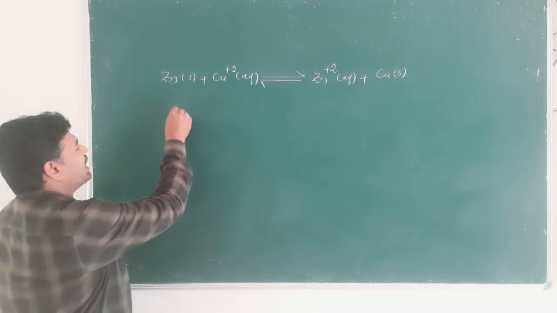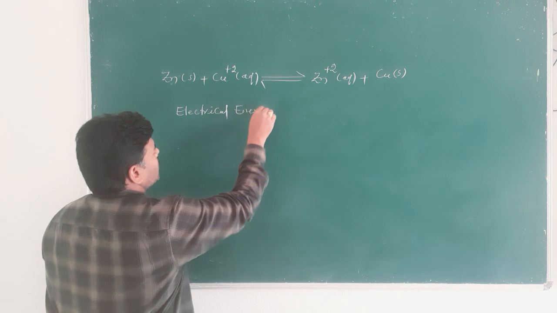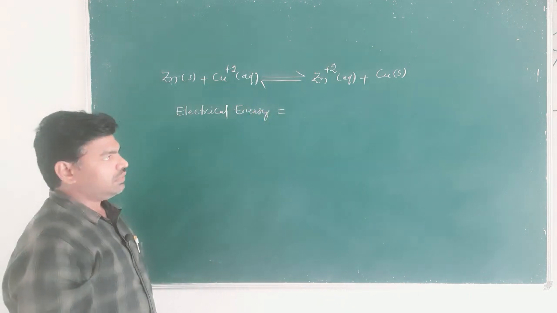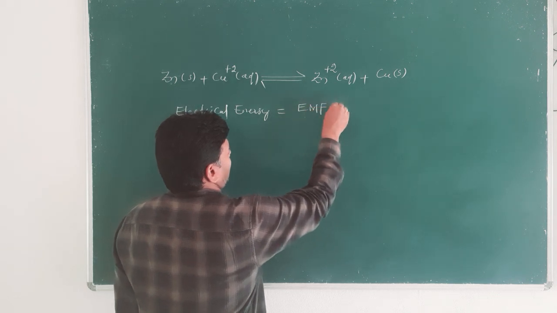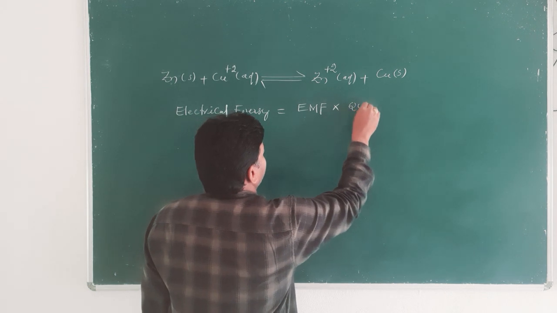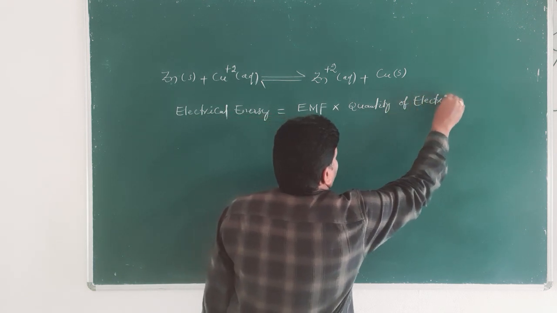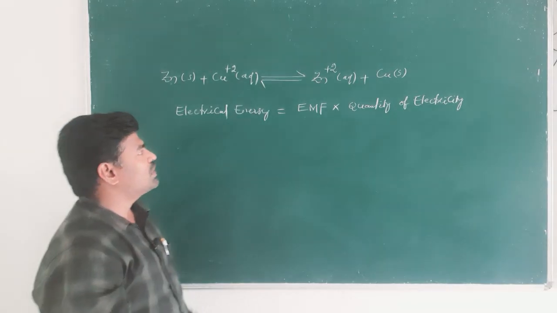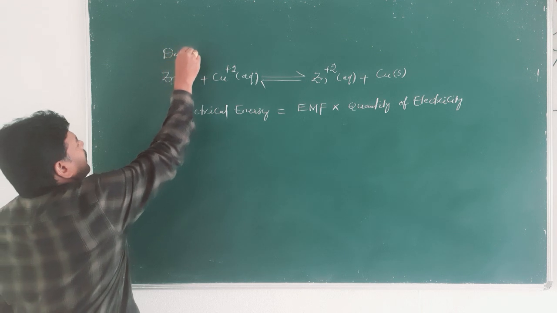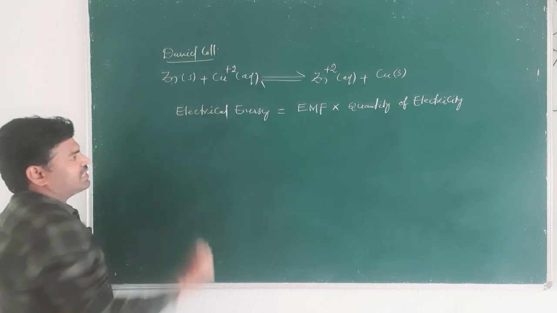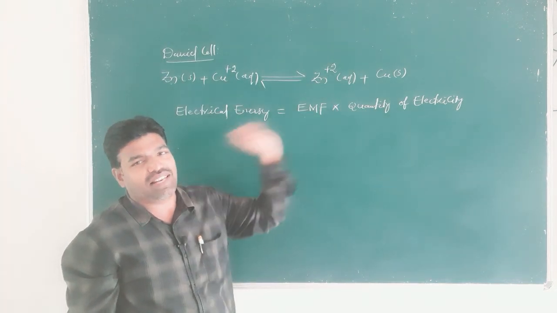That is, the electrical energy that is produced in the Daniell cell is the product of the EMF of the cell and the quantity of electricity that passes through the cell.